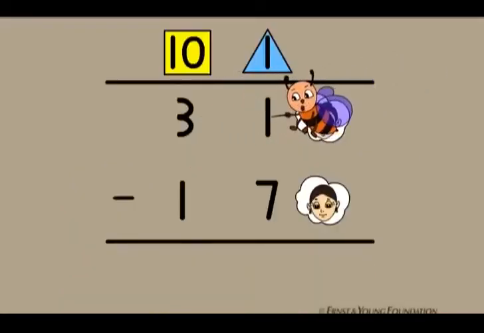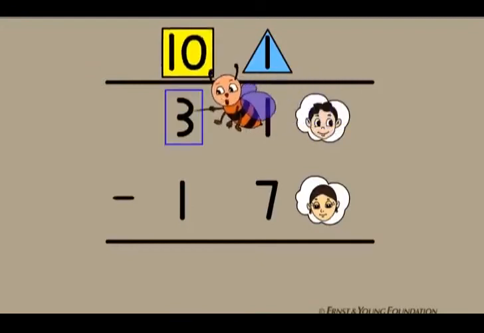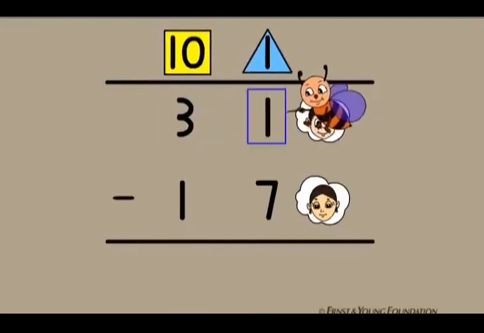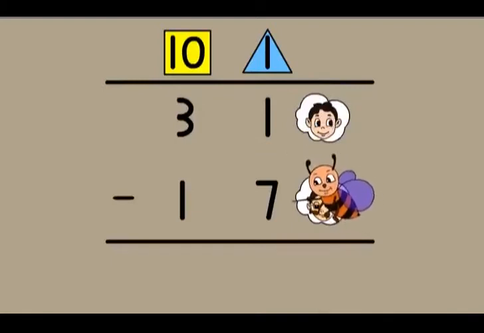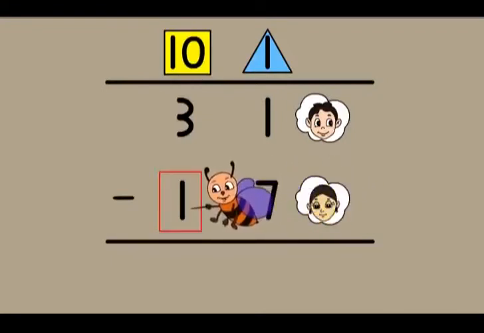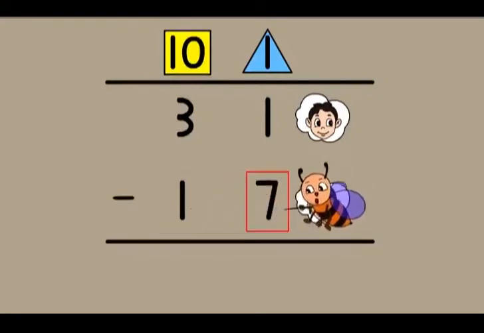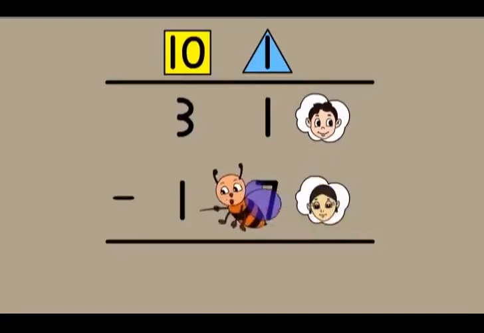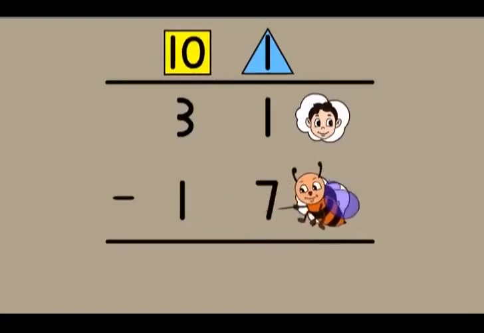So we write 3 under 10 and 1 under 1. Meenu has 17 books. That is 10 plus 7. It is 1 ten and 7 ones. So we write 1 under 10 and 7 under 1.